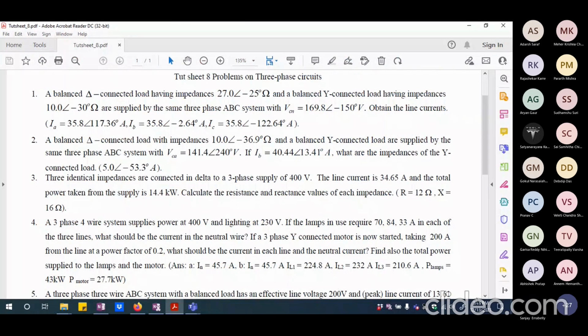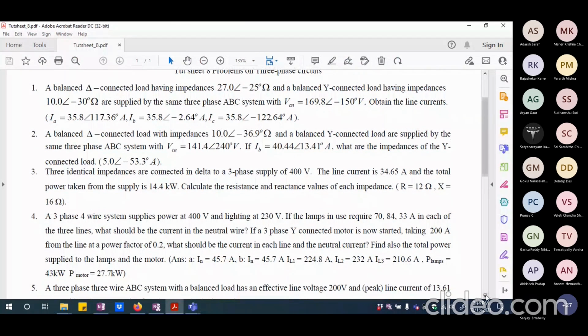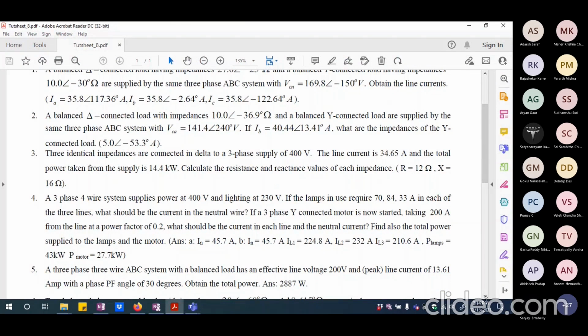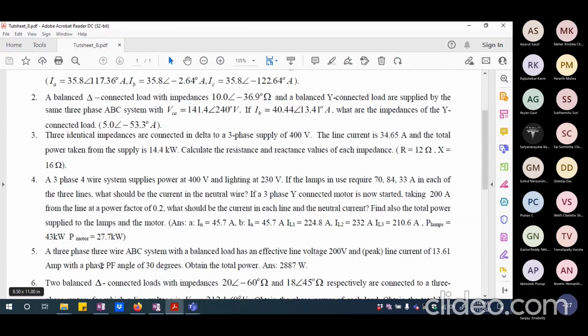So let us look at problem number 5. A 3-phase 3-wire ABC system with a balanced load has an effective line voltage of 200 volts and peak line current. Please note peak. So RMS, if I want, I should divide it by root 2. 13.61 ampere with a phase angle of 30 degrees.